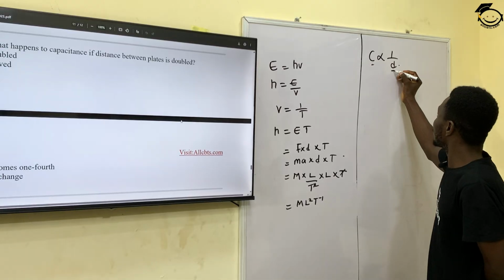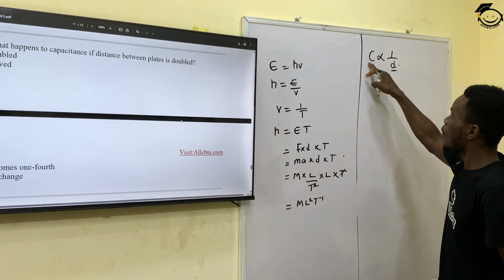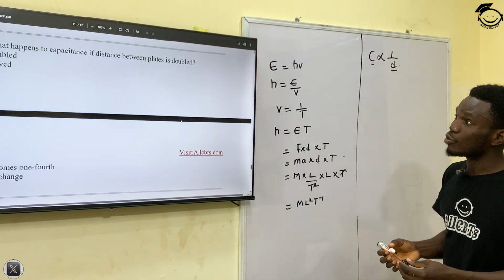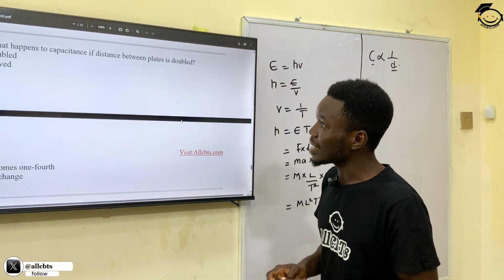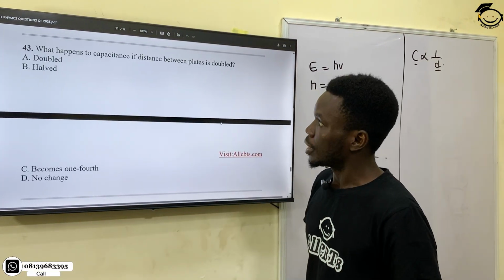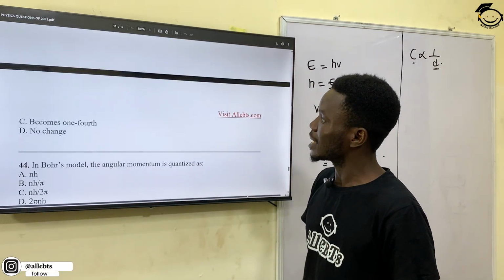Why? Because if this becomes 2, this will become what? 1. If this becomes 1, this will become 2. So whenever the distance between the plate is doubled, it means that the capacitance will be halved. In this case, that is what? Option B. The capacitance will be halved if the distance between the plate is doubled, as they are what?